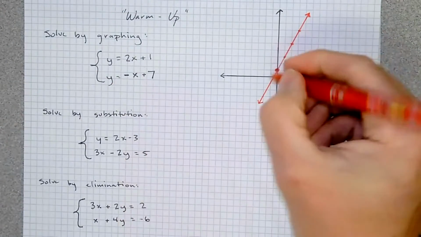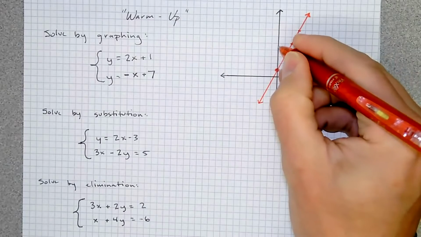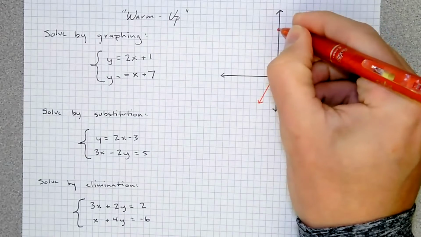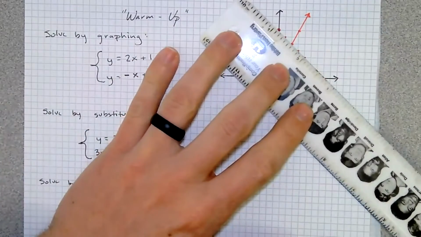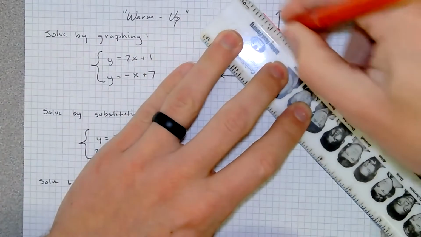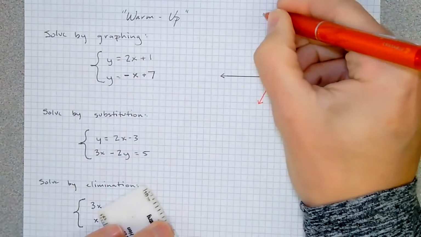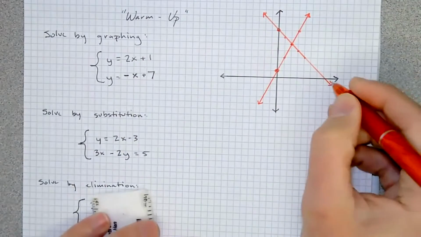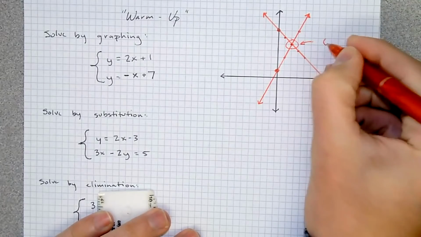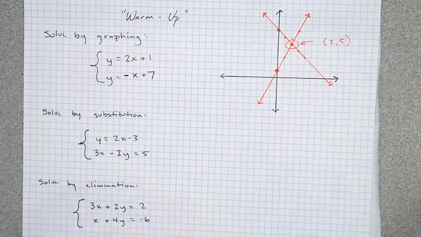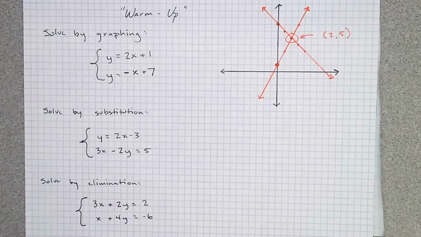Second one, y-intercept of 7, 2, 4, 5, 6, 7. Slope of -1. So we get a graph that looks like this. There's our point of intersection at 2, 5. So that would be the solution to our system. Remember, it's always got to have an x and a y value. 2, 5 for that one.